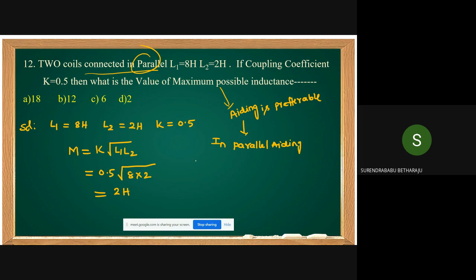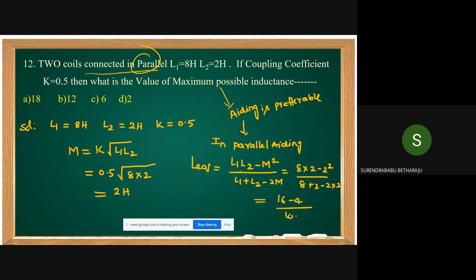Why do you prefer this one? To get the maximum inductance in parallel, the formula is (L1 L2 minus M square) by (L1 plus L2 minus 2M) in the aiding connection. L1 is 8, L2 is 2, M is 2. So (16 minus 4) by (8 plus 2 minus 2 into 2), that is 12 by 6, which is 2 Henry. Option D is correct.